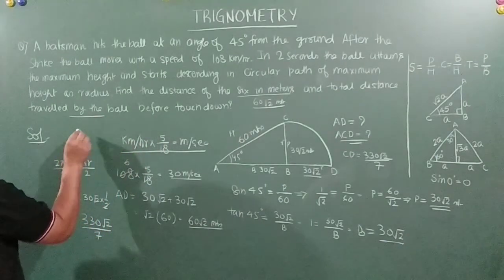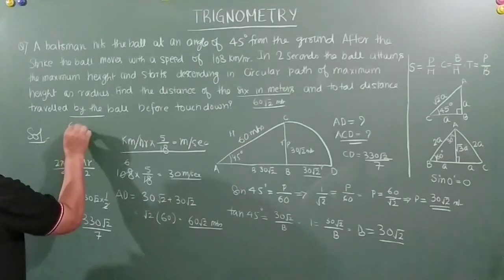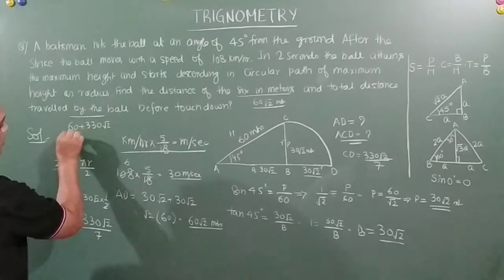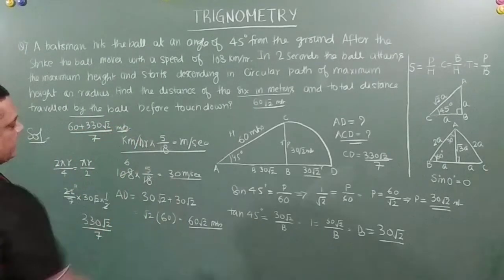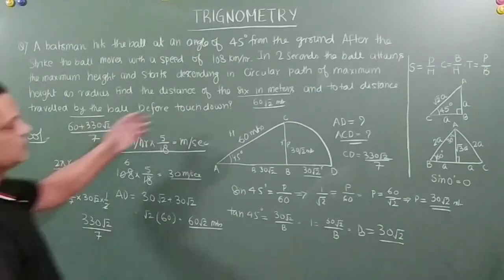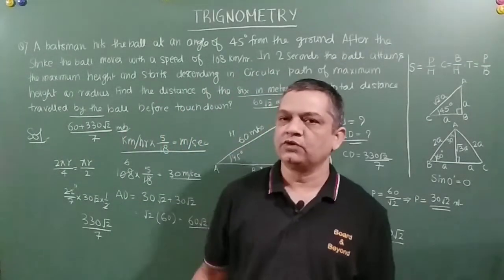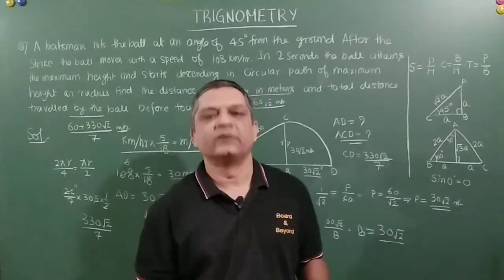That is equal to 60 plus 330 root 2 divided by 7 meters. Right friends? So these are the two values that you can basically substitute, root 2 is equal to 1.414, and then multiply and find it in decimals.